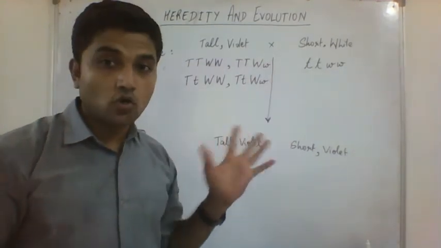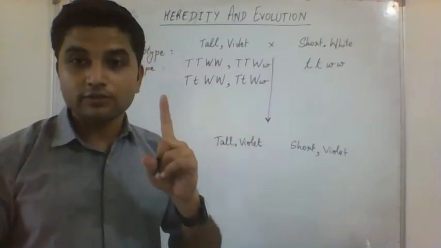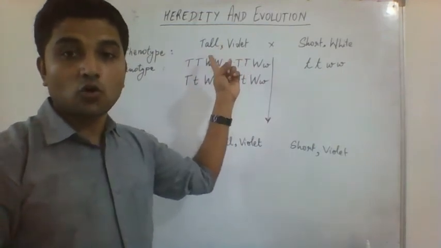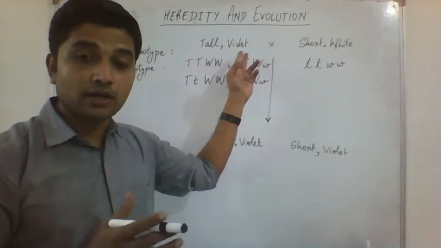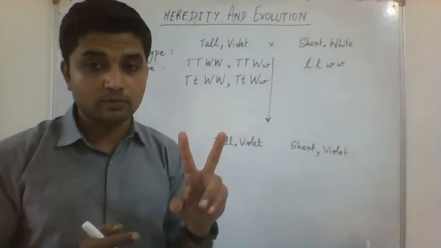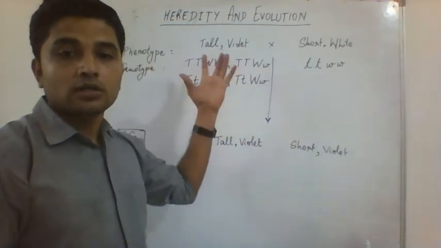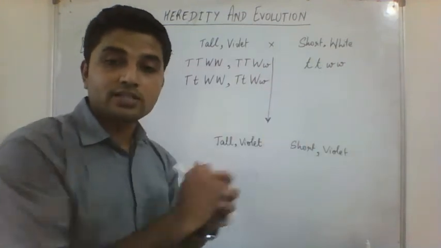Now here, this is not a monohybrid cross. Monohybrid, I told you, was when we are studying only a single character. Here we are studying two characters together. Tall is the height of the plant, and violet means the flower color. Here also, height and the flower color. We are studying two characters, remember. So this cross will be called a dihybrid cross. I will get into it in detail. So this is a dihybrid cross that we are talking about, but its roots lie in what we just studied.